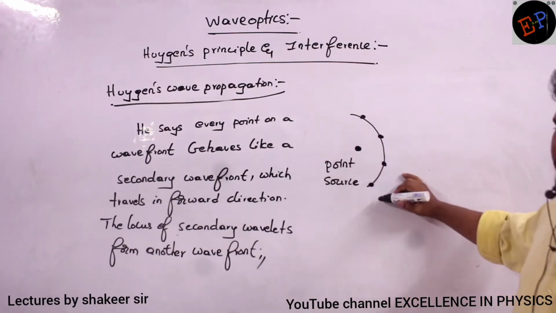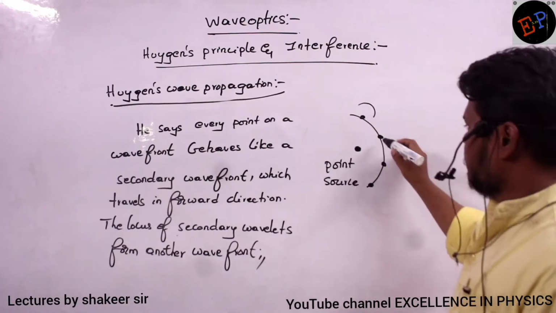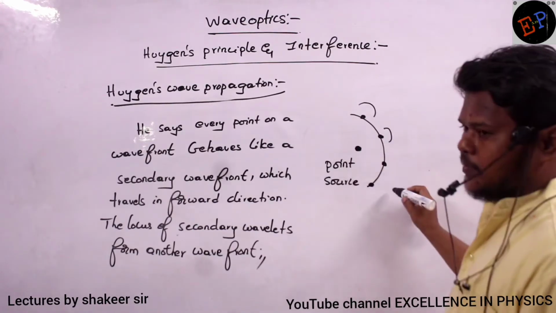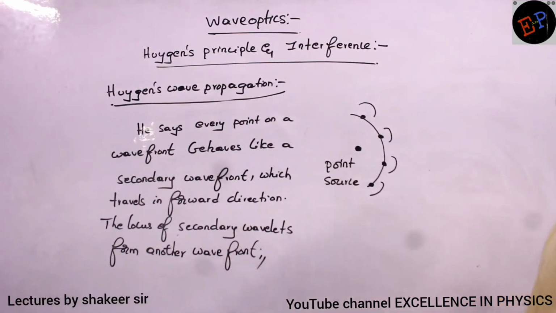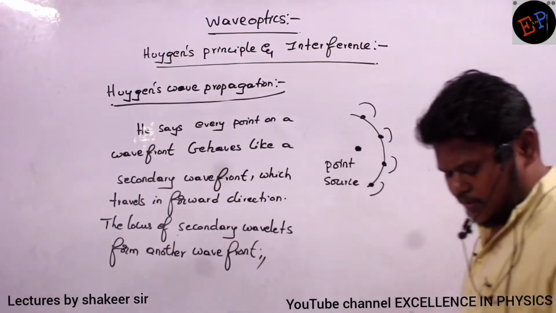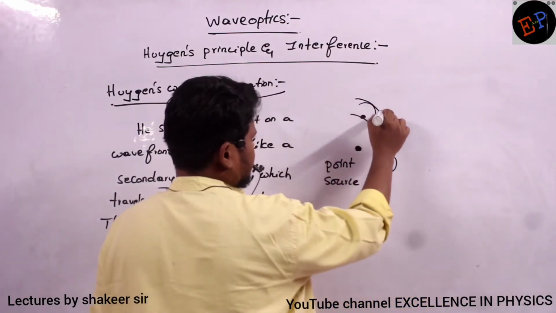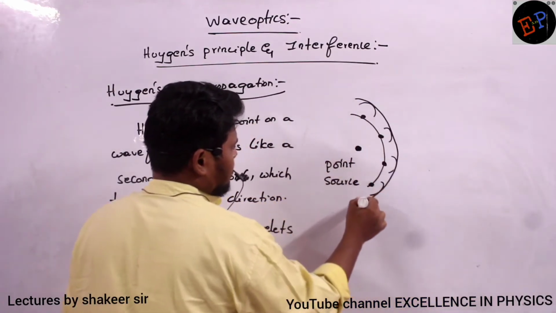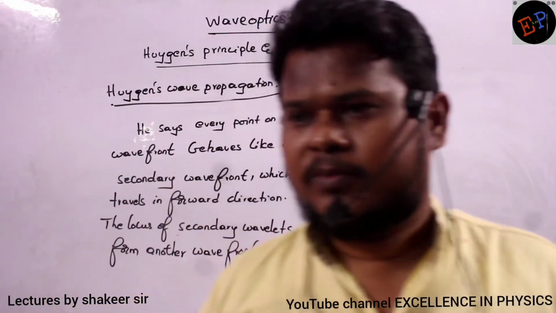This one, this one, this one. It means from here I can draw one more small wavefront. From here I can draw one more small wavefront. From here I can draw one more small wavefront, one more small wavefront. Are you able to understand? And now you take the locus of the secondary wavefronts. So like this. Then it forms another wavefront. That theory is called Huygens' theory. Are you able to understand?